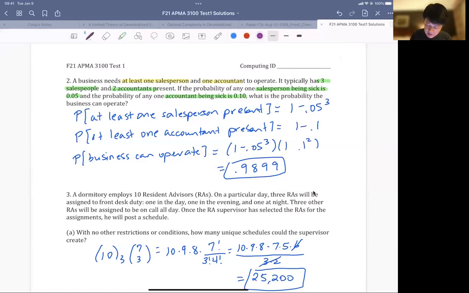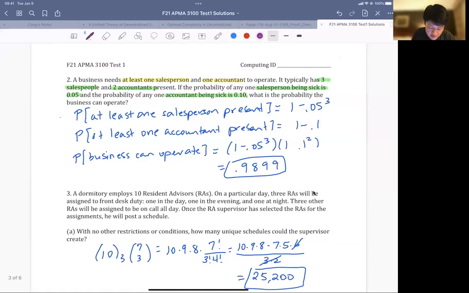Okay, the probability that the business can operate, again, for this question, you should go back to the definition. For the business to operate, we need at least one salesperson and one accountant, okay? So we need to find out the probability that there is at least one salesperson and one accountant, both of which are not sick, okay? Because the probability of a salesperson being sick and the probability of an accountant being sick are independent, right? Then we can compute this separately, okay?